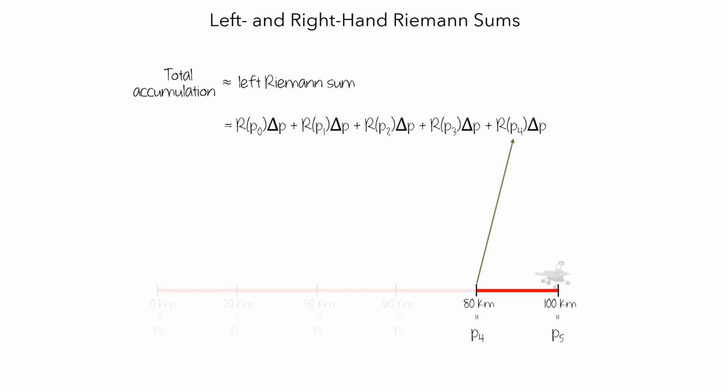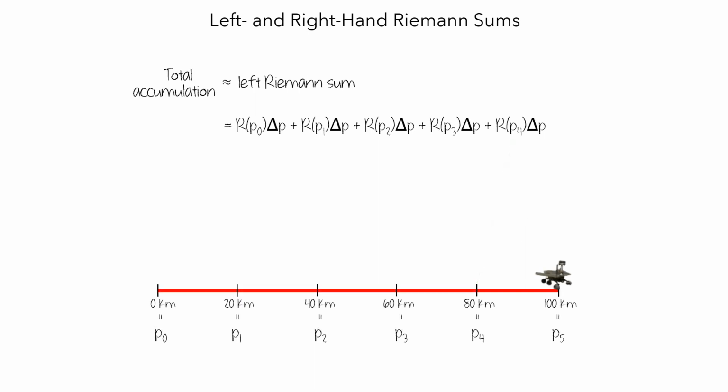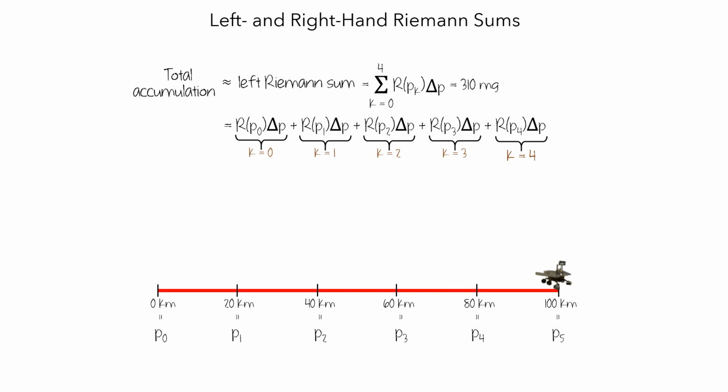Now, how do we write this all using the sigma notation? We'll use the letter k to indicate the value of the subscript. So for the first term in this sum, k would equal 0. For the second term, k would equal 1, and would continue with the rest of the terms. So if we write this sum using sigma notation, in each term we're multiplying r of p sub k by delta p, and the values of k start at 0 and end at 4. We indicate this by writing 0 below and 4 above the summation symbol. And we already computed that this is equal to 310 milligrams.